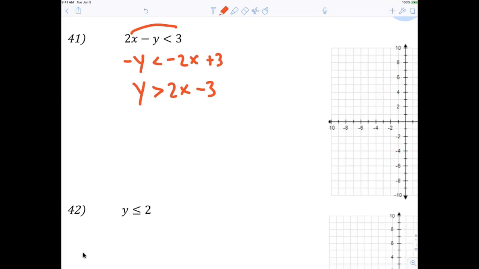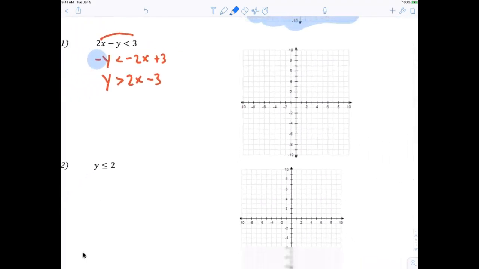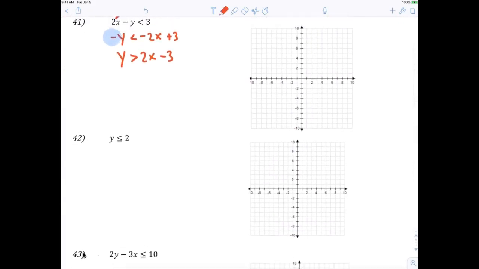Because remember, you're multiplying by a negative to get rid of this negative. Good question, Miss Bragdon. You see that negative, right? So you have to switch the signs. That's what that means. You good? All right. So now how do I graph this? What do I do? Down 3. Then what? Up 2 and over 1. Remember, the slope is 2 over 1, so you go up 2 over 1.